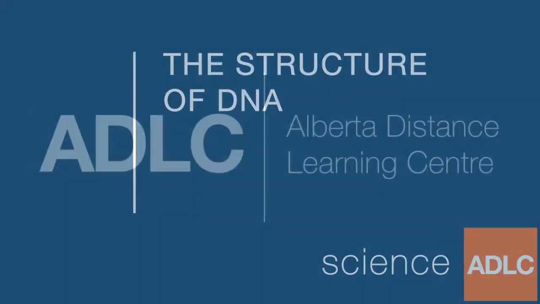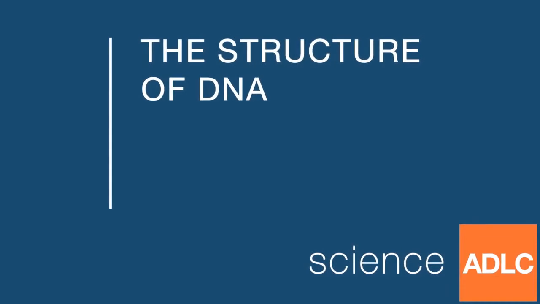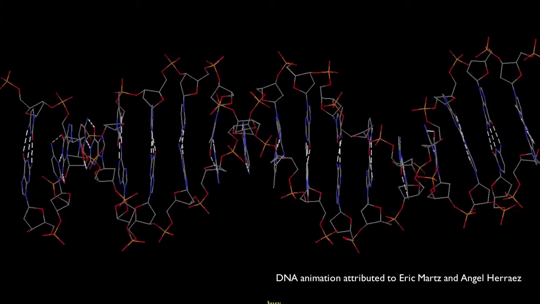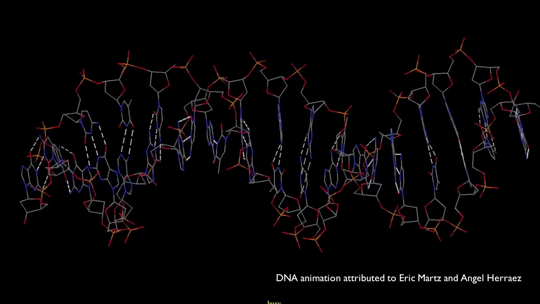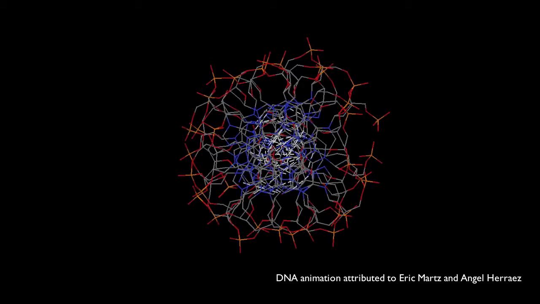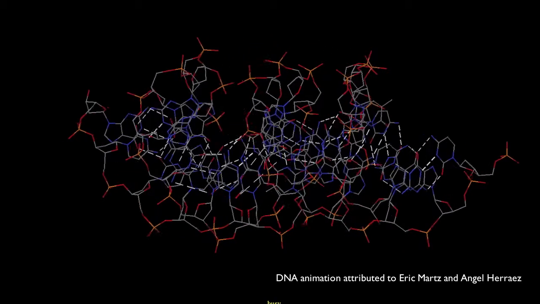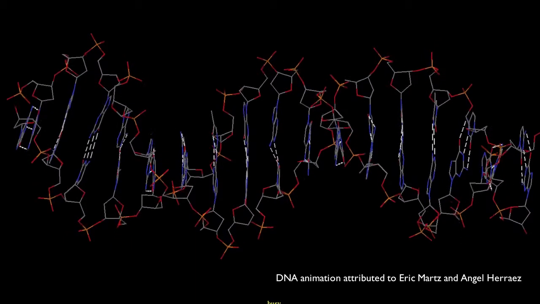Today's lesson is on the structure of DNA. When you look at a model of DNA, the structure can be very confusing. No matter how you twist or turn it, it can seem like a jumbled mess. If we're going to be able to understand DNA structure, what we really need to do is simplify it.